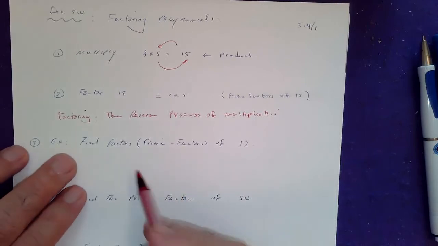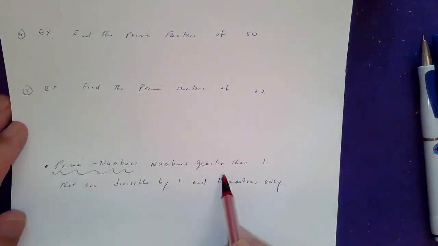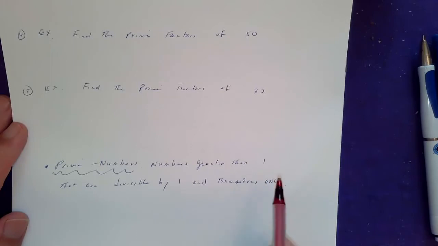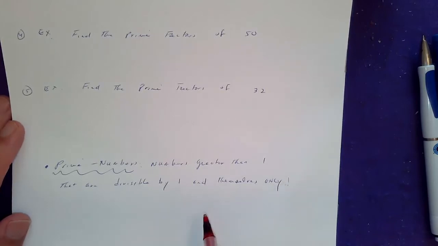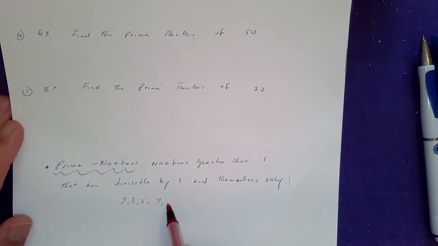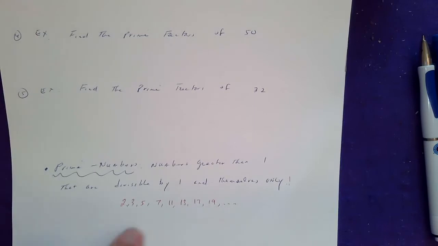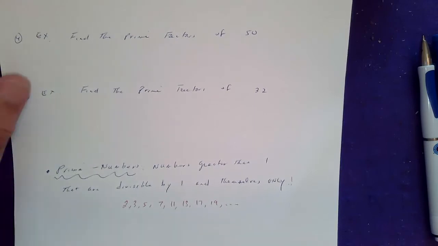So what would be the factors, which are called prime factors? Of course, what's a prime? Prime numbers are those numbers greater than 1. 1 is not a prime number. They are divisible by 1 and themselves only. So those are prime numbers, like let's say 2, 3, 5, 7, 9 is not prime, 11, 13, 15 is not prime, 17, 19, and it goes on. These are prime numbers. All right.